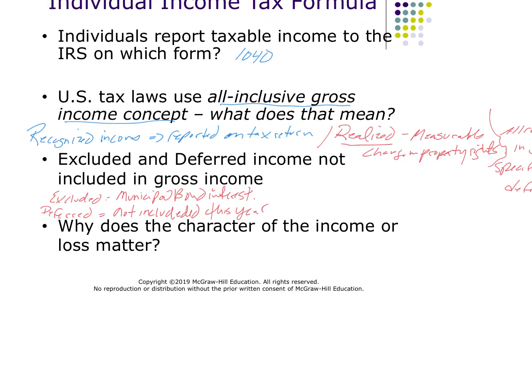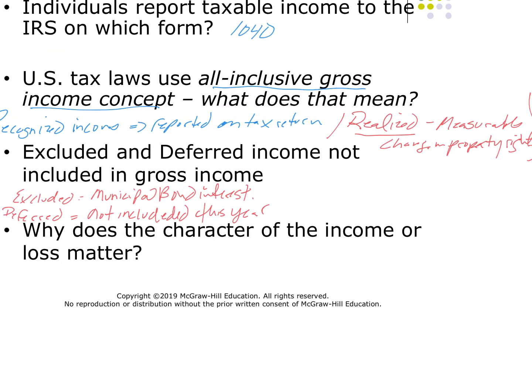I'm going to reposition my slide just a little bit. The other thing that we need to talk about is the character of income or loss. And why do we care about the character? Well, the character determines the rate applicable to that income or that loss. Obviously, if the character of the income is tax exempt, then its tax rate is 0. It has no tax. If it's ordinary income, it has ordinary rates. Those are found on our tax rate schedules.